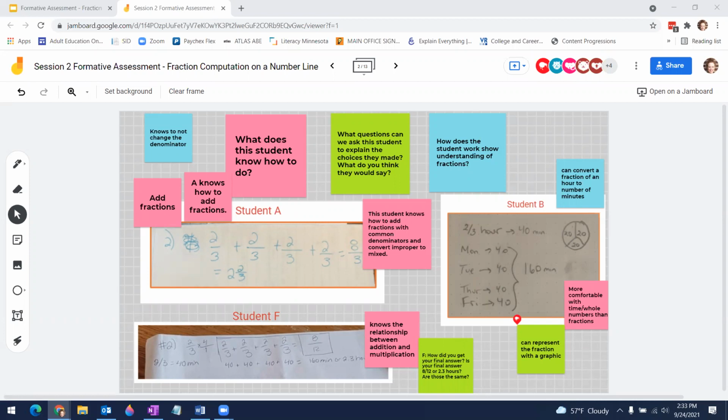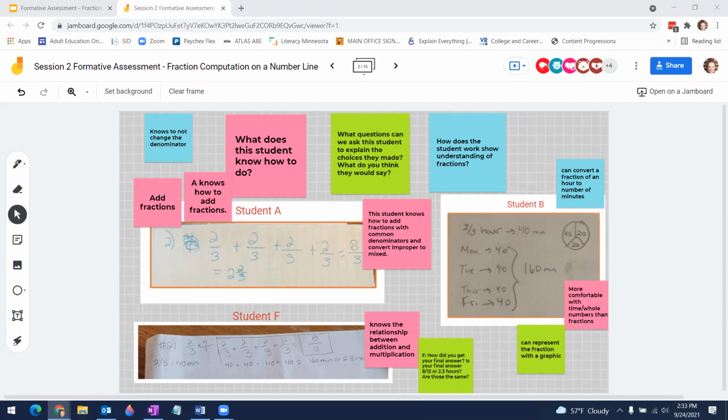What do we think about student F? So somebody is saying, okay, they can see that student F knows the relationship between addition and multiplication. But maybe do they know how to compute it? Maybe, I don't know. They know that multiplication can be thought of as repeated addition.